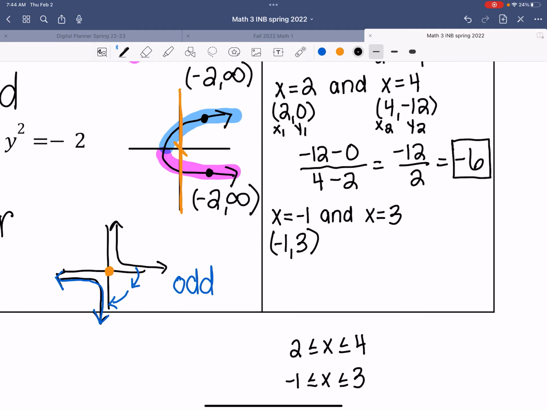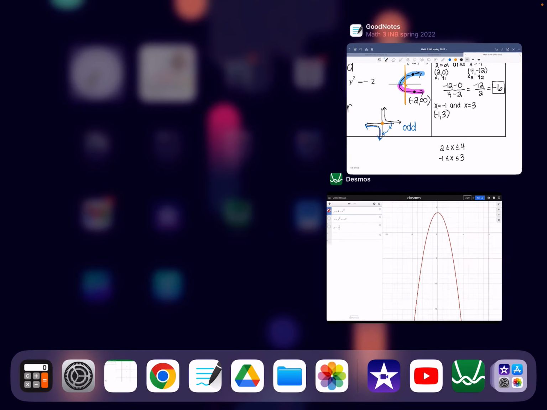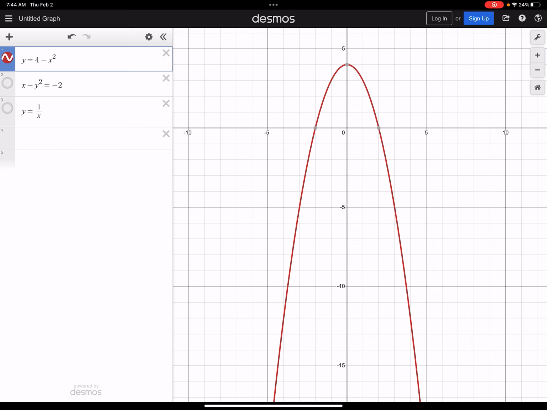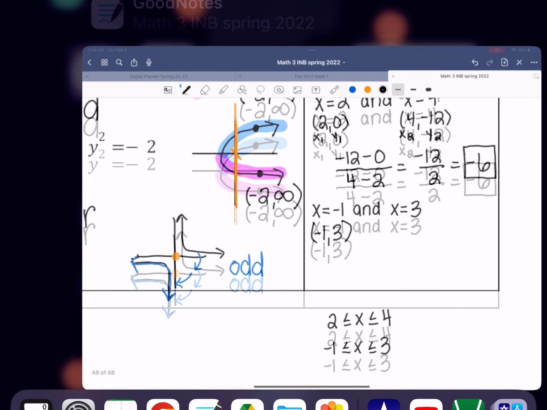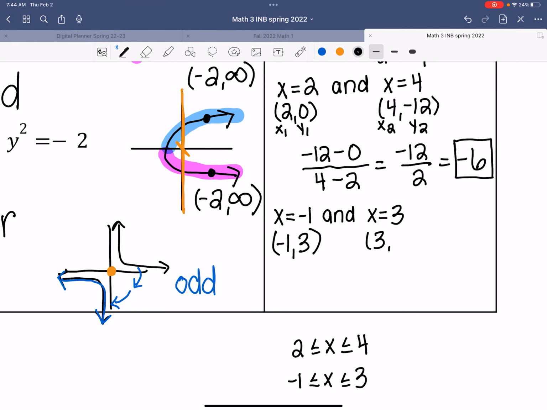And then we're going to do the same thing at 3. So we're going to go back to my graph, and we're going to go to 3. And at 3, I have 5. Or excuse me, negative 5. Alright, so I'm going to go to 3 and negative 5. And then I'm going to do my rate of change.